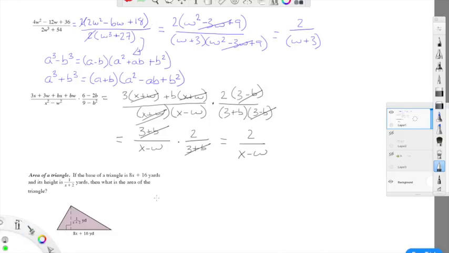You might not notice it as such, but the area of a triangle can be used to calculate a rational expression problem. So area is 1/2 base times height. We have the base is 8x plus 16 yards, and the height is 1 over x plus 2. So we'll take 1/2 of the base, which is 8x plus 16 over 2, and then multiply that by the height, which is 1 over x plus 2.